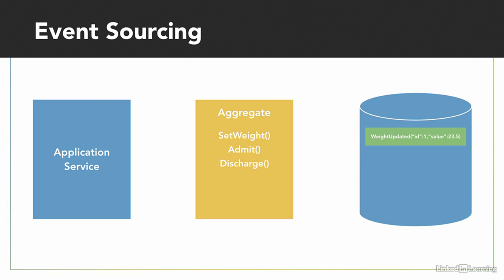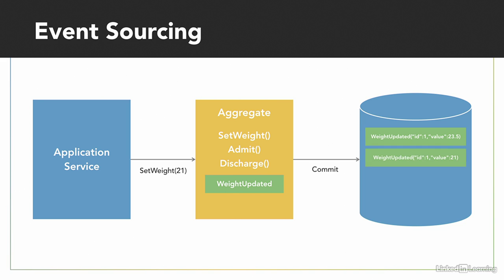Following the previous scenario, we could invoke the setWait method again with a different value, which in turn creates and applies another wait updated event that triggers another state transition, and then we store the event with its related metadata. As you can see, we append the event in the database or event store. We never ever delete or modify events.